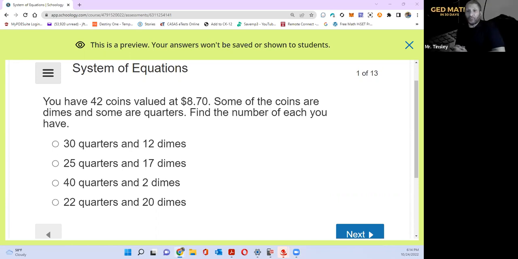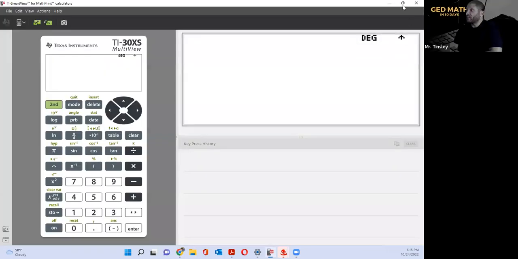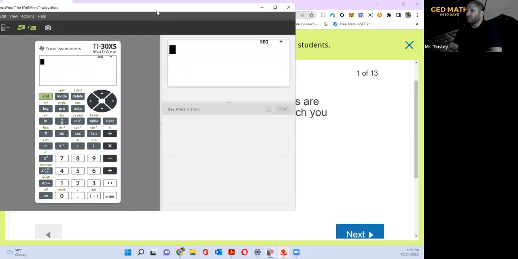If you look at the multiple choice, they all add up to 42 coins. 30 and 12 is 42. 25 and 17 is 42. 40 and 2 make 42. And 22 and 20 make 42. So you have a selection where both dimes and quarters add up to 42 coins. Everybody understand that? Yes.